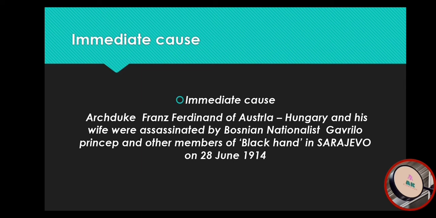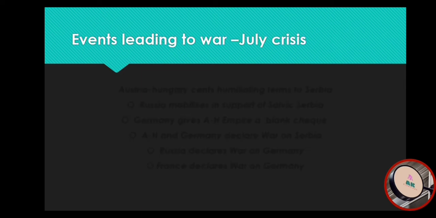And then here is the immediate cause. In the immediate cause, the main thing is Ferdinand. Why? Because Ferdinand was an Archduke of Austria and Hungary. He was going to be a king when he came back, but unfortunately he died. Then, the events leading to the war.